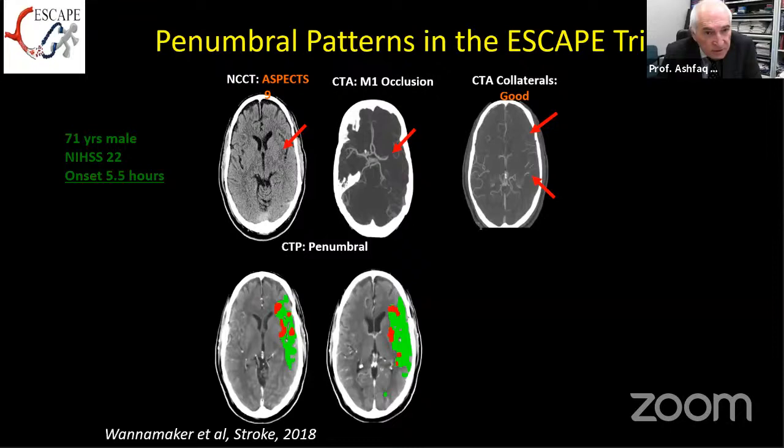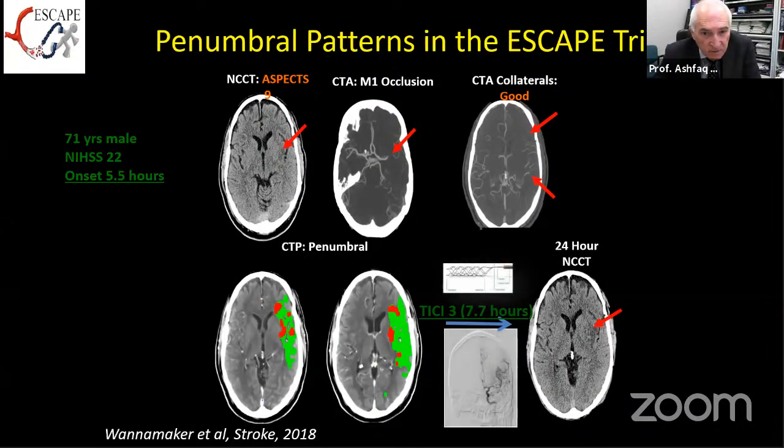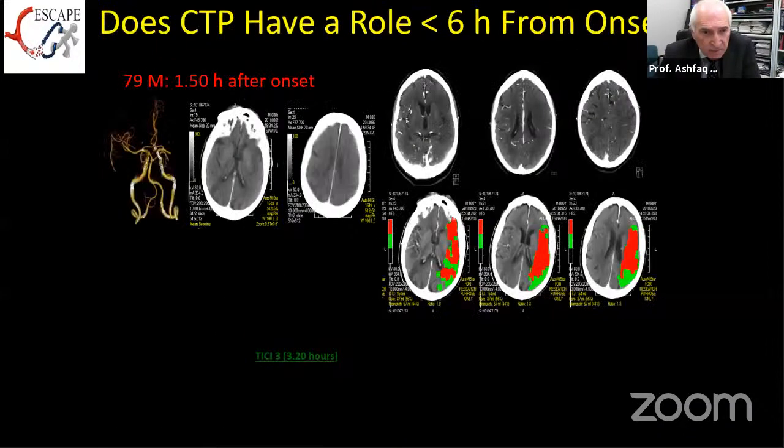So this patient's plain CT scan looks good, ASPECTS of 9, the occlusion of M1, and excellent collaterals. And the perfusion imaging shows a small core, a large penumbra. This patient gets randomized to thrombectomy. 24 hours later, you can see there's very little infarct. The patient does well.